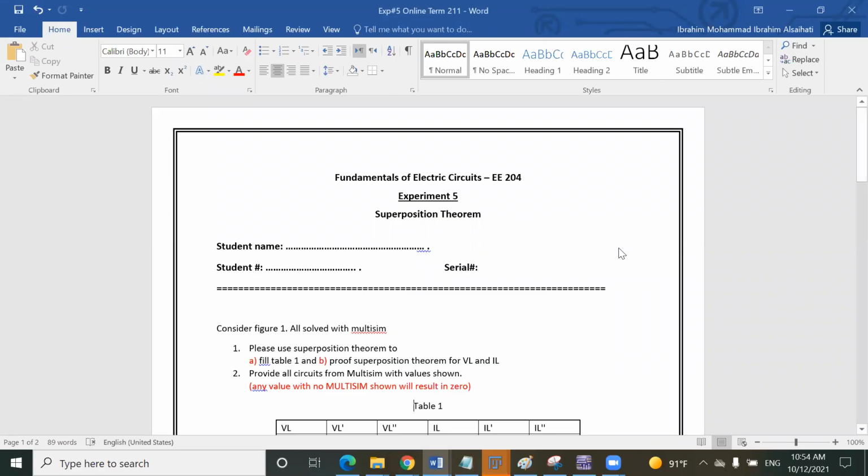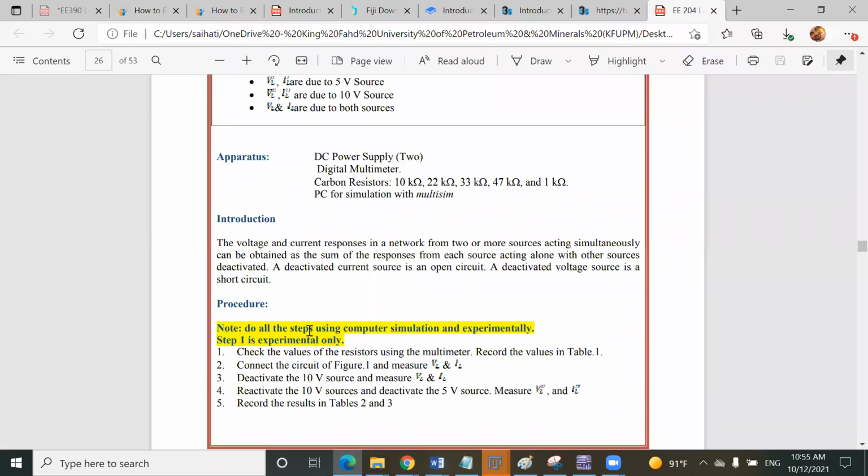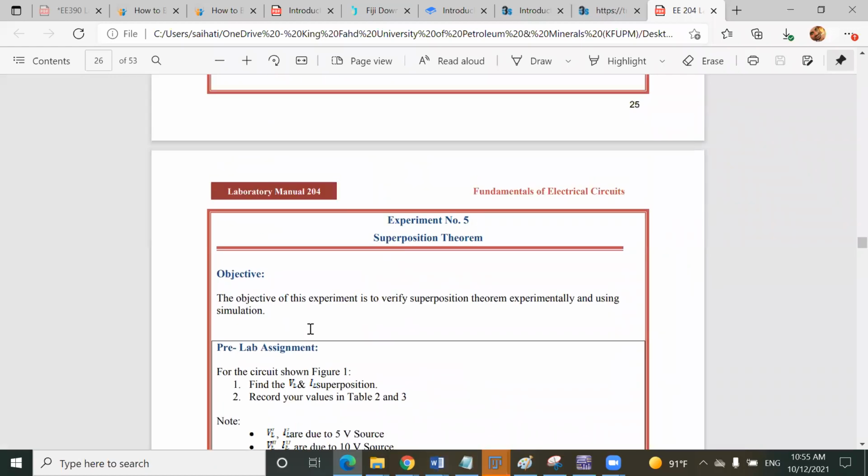Assalamu alaikum. I'll talk about superposition theorem, which applies only to linear systems. So the objective is to actually verify superposition theorem experimentally. طبعا بالنسبة لنا احنا experimental will be the simulation. So what do we have to do to prove superposition theorem?